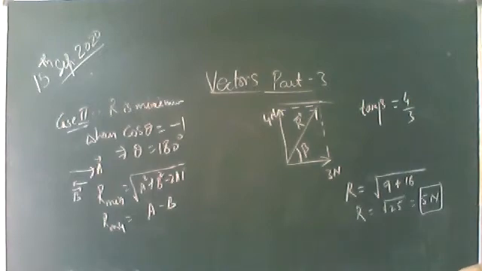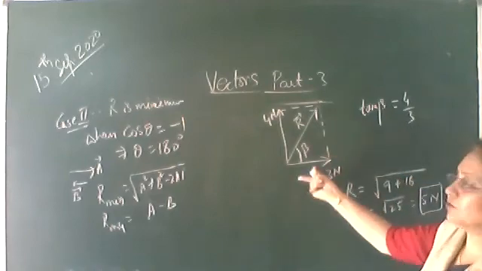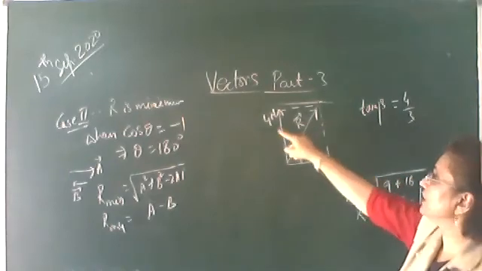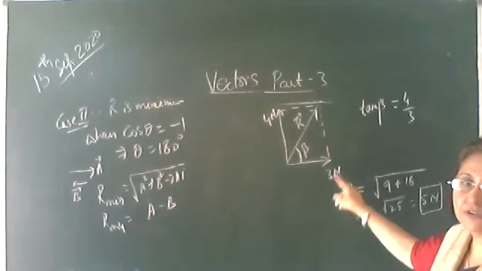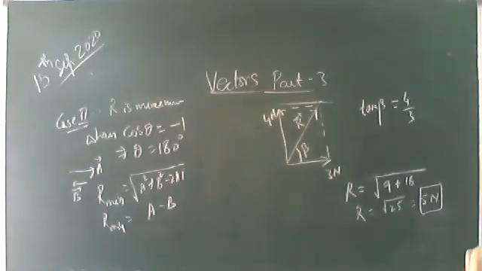I have written the answer on the board. Are you getting the same answer? Yes, ma'am. Okay, so the direction is tan beta, perpendicular upon base. Perpendicular is 4 Newton, base is 3 Newton. So tan beta is equal to 4 upon 3. Okay.